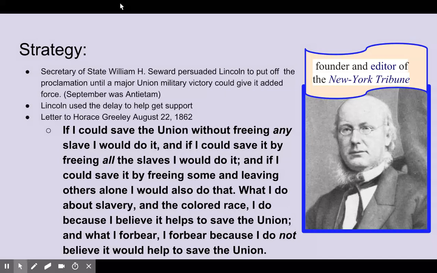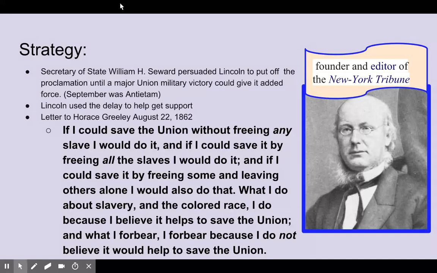We learned about Secretary of State Seward last homework with the Trent Affair. He persuaded Lincoln to put off the proclamation because timing was important. The Union wasn't doing too well when he wrote it out, and he wanted a major Union victory, and that became Antietam. And then he also used that delay to help gain some support, because not even all the Republicans or not even all the Unionists would support this.